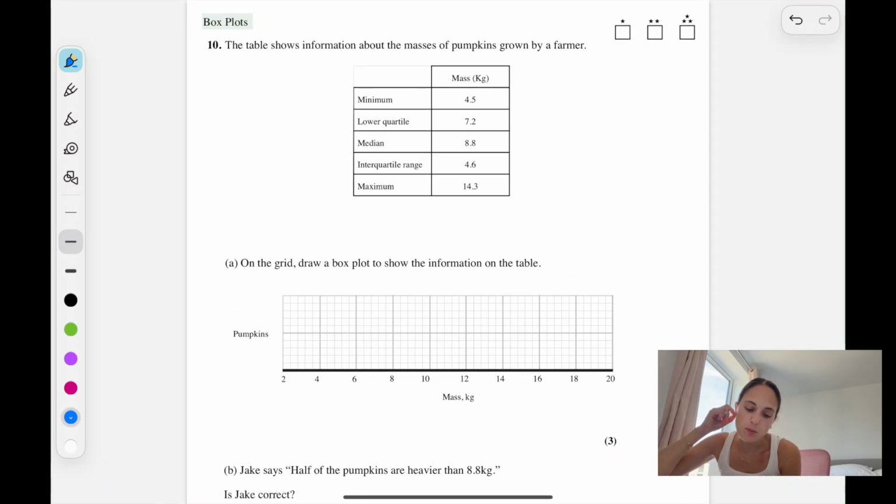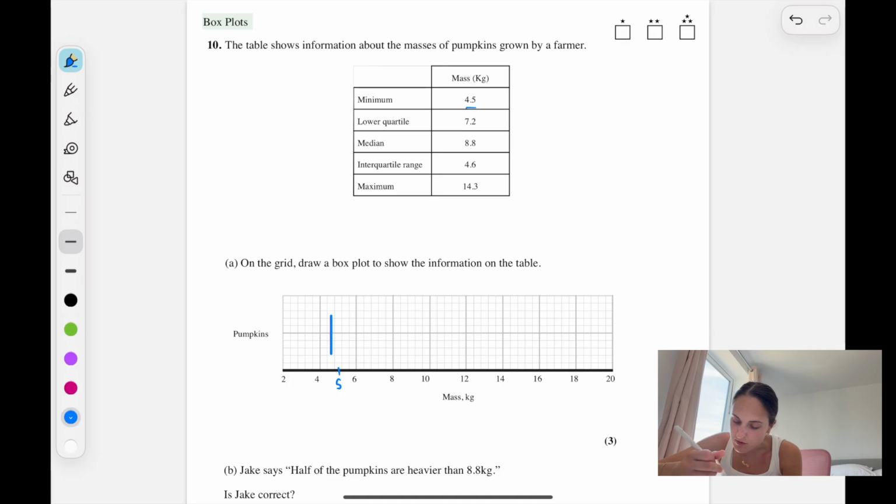This next question here is box plot. So we need to draw a box plot to show the information in the table. So for a box plot, we need the minimum, the maximum, the lower quartile, the upper quartile, and the median. So we're going to plot all of those. So the minimum is 4.5. So 5 is here, so 4.5 is going to be around here.